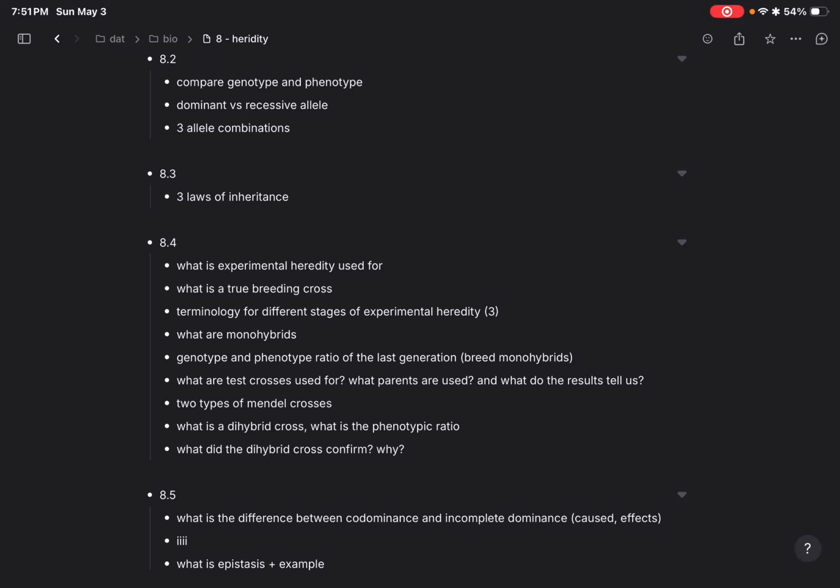Yeah, phenotypical ratio. What did this dihybrid cross confirm? It confirms independent assortment, because from that phenotypical ratio, instead of it being a 3-to-1, that would confirm dependent assortment. That means wherever one gene goes, it'll depend on where the other one goes. But because we're getting a 9-to-3-to-3-to-1, that shows that the genes assort independently of each other.